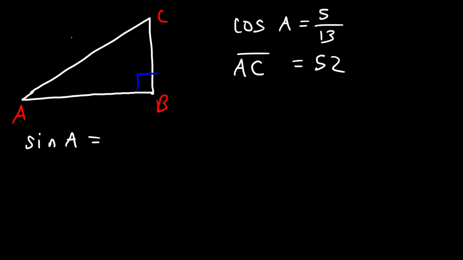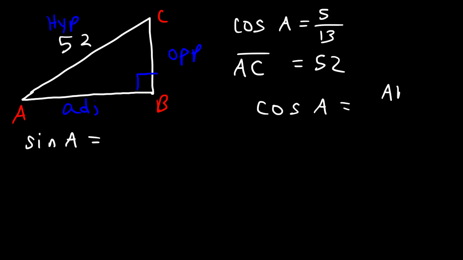So AC is 52, and cosine A is 5 over 13. We could also say that cosine A is equal to the adjacent side over the hypotenuse. So relative to A, AB is the adjacent side, BC is the opposite side. The hypotenuse is AC. So cosine is adjacent, which is AB, divided by the hypotenuse, which is AC. So cosine is AB over AC.